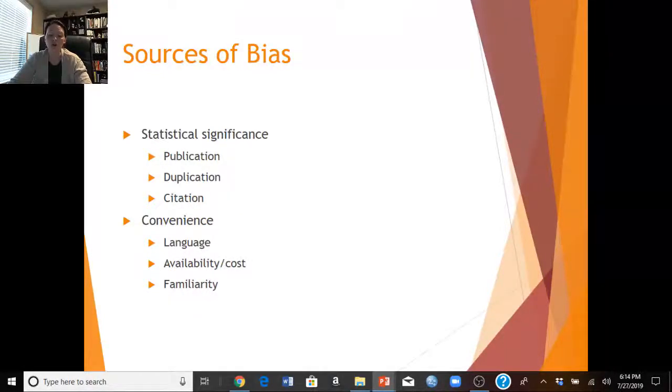The other form of bias is convenience. So this one is much harder to get around. And the first one we'll talk about is language. So wisely, most people are only going to be looking at studies that are published in a language that they're fluent in and that they can read.